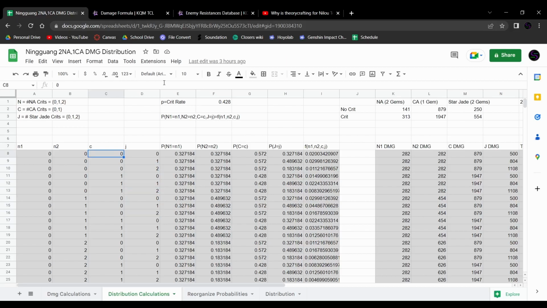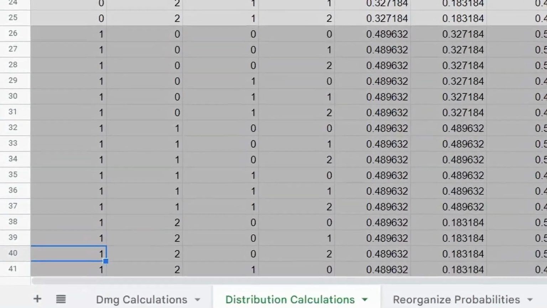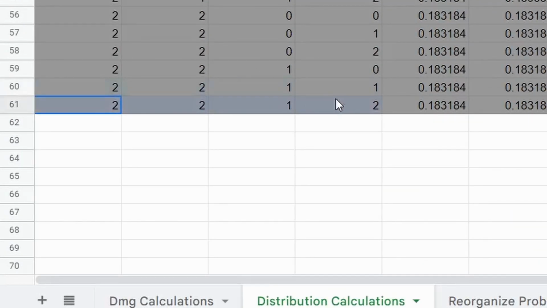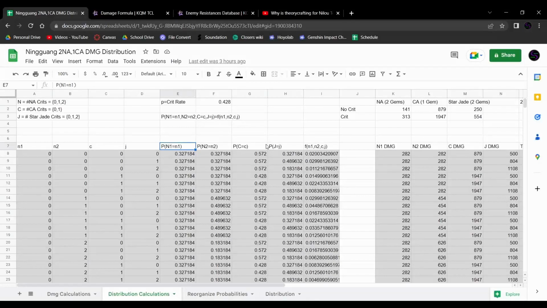And if you want to know, let's go for an example. In this case, let's choose this one here. So this one says that on the first normal attack, only 1 of the gems crit. Then on the second normal attack, both of the gems crit. On the charge attack, it didn't crit, and then the star jades, both of them crit. So that's what that says. And yeah, we basically mapped out all possible combinations, and this is the best possible combination where everything crits.